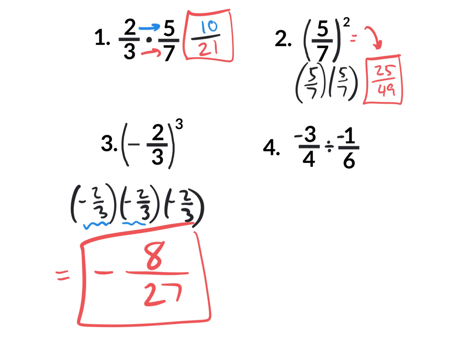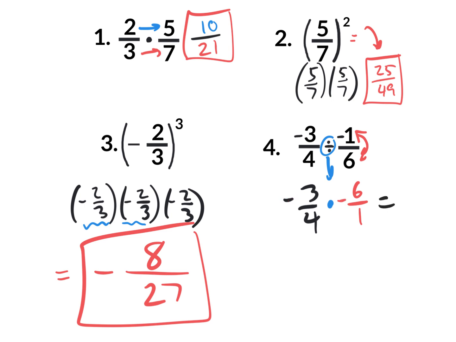How do we divide by fractions? Yep, change the division into multiplication, and yes, we flip that second fraction. So instead of a negative 1/6, it's going to be a negative 6 over 1. The first fraction is going to stay negative 3 over 4. Okay. So now that we have multiplication, we should know that a negative times a negative equals a positive.